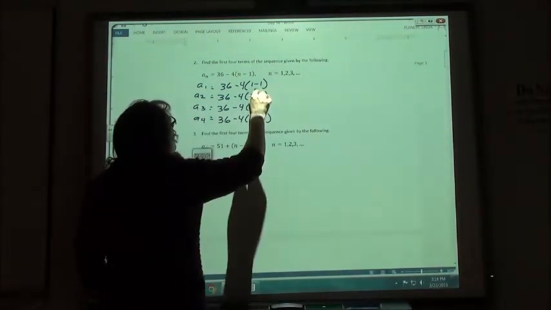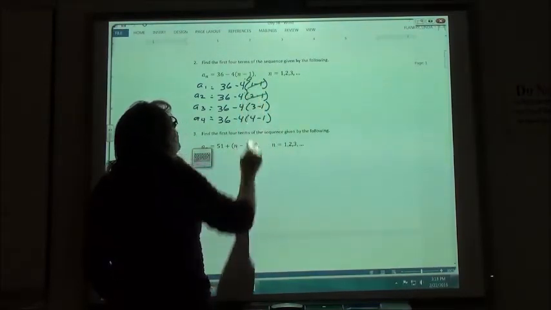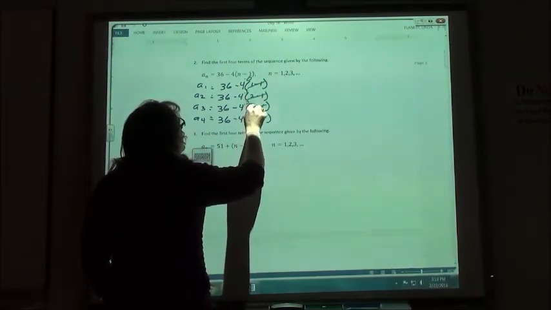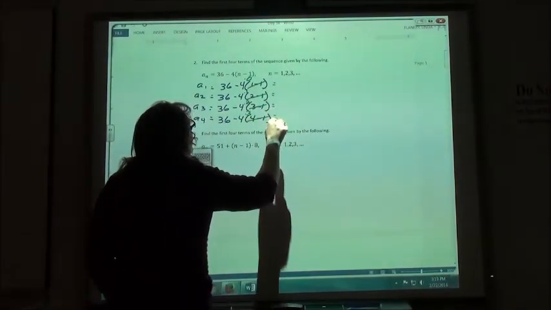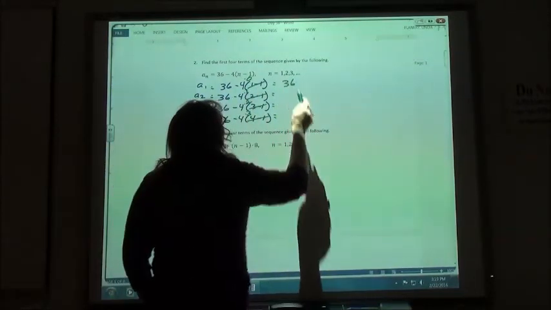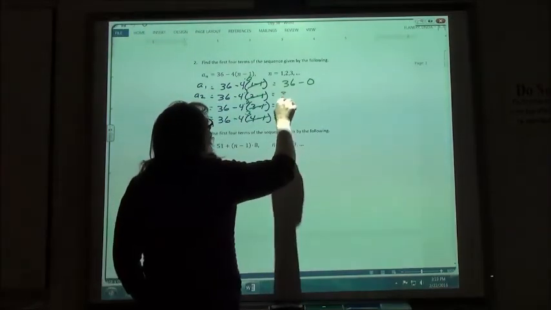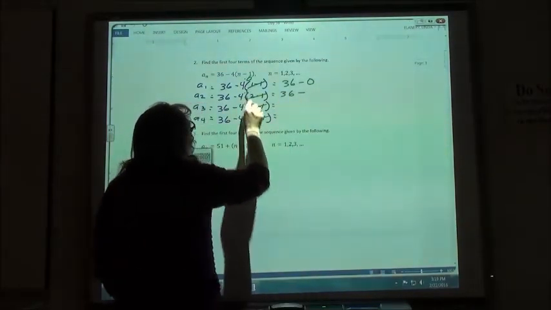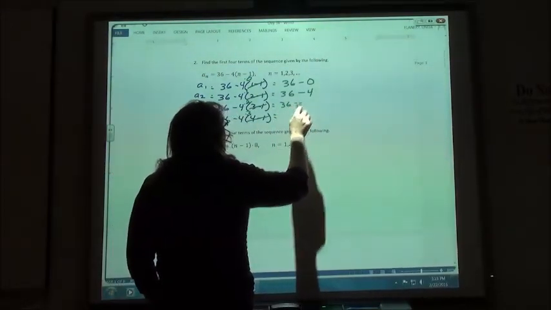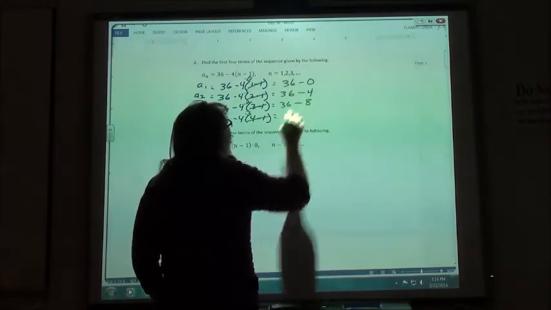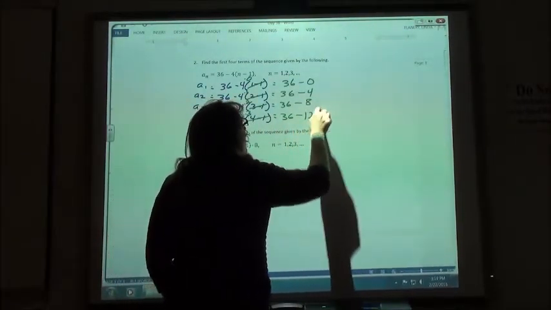So here, 1 minus 1 is going to be 0. 2 minus 1 is going to be 1. 3 minus 1 is going to be 2. 4 minus 1 is going to be 3. So here I'm going to have 36 minus 4 times 0, so minus 0. Here I'm going to have 36 minus 4 times 1, which is 4. Here I'm going to have 36 minus 4 times 2, which is 8. Here I'm going to have 36 minus 4 times 3, which is 12.